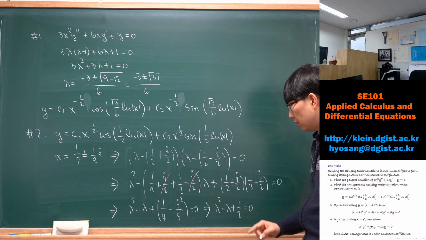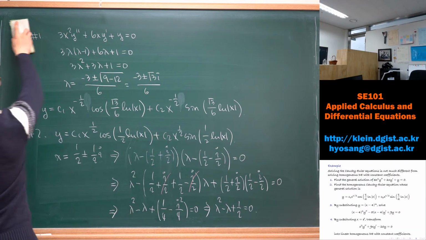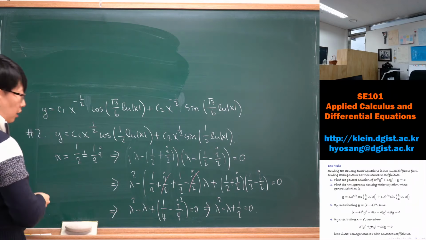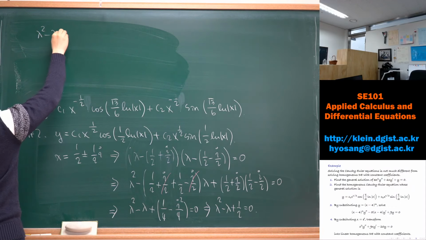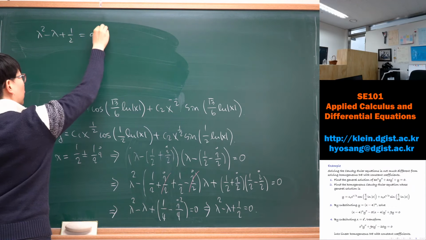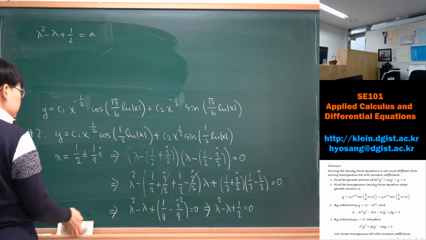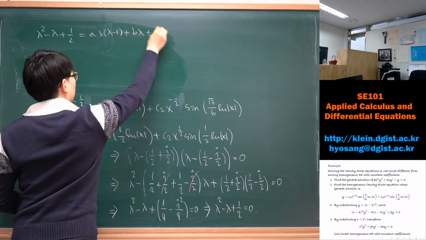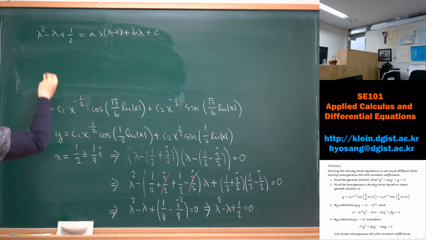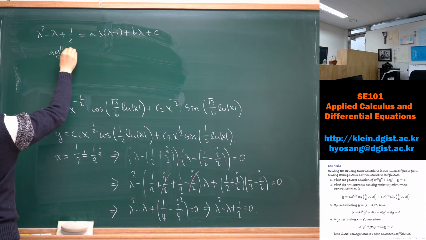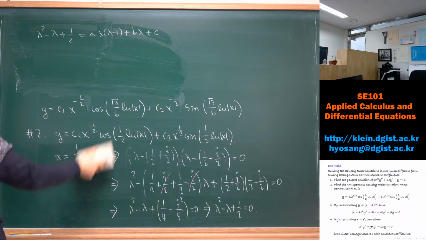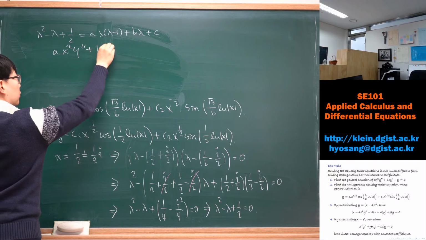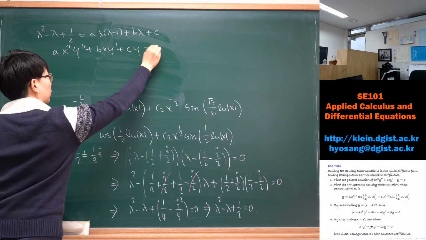So this is not the final form of the differential equation, because we have to make this into somehow this form, a times lambda minus 1 plus b lambda plus c. I want to find a, b, c, so that my differential equation is a x squared y double prime plus b x y prime plus c y equals 0.